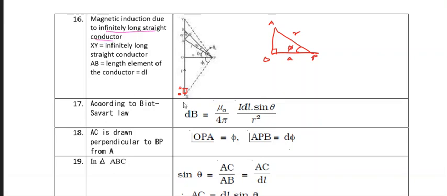Let us consider XY as an infinitely long straight conductor carrying the current I. Let us consider the smallest, infinitesimally small element, that is dl, AB of length dl.